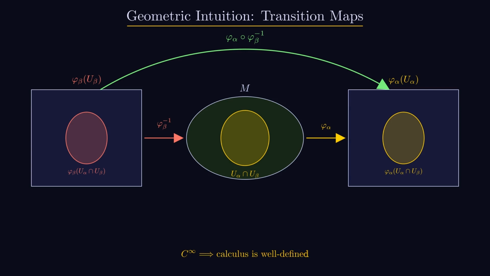Why require C infinity rather than merely Ck for some finite k? One could require transition maps to be merely Ck for some finite integer k. The choice of C infinity is deliberate for two distinct reasons.